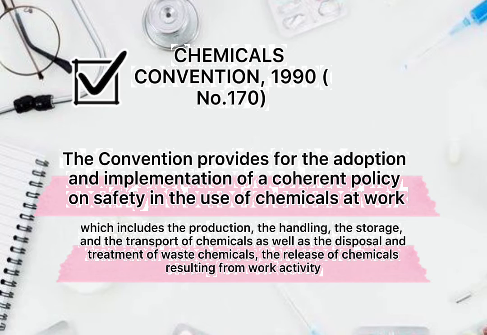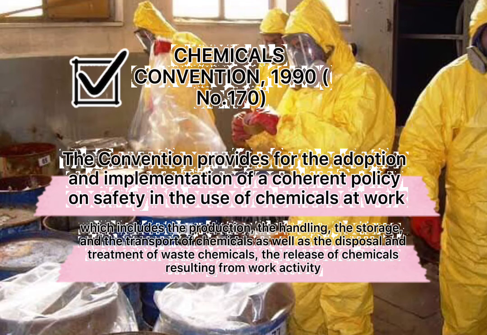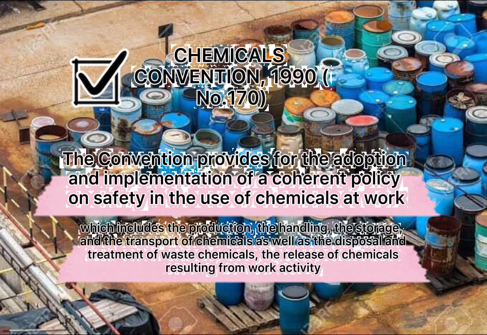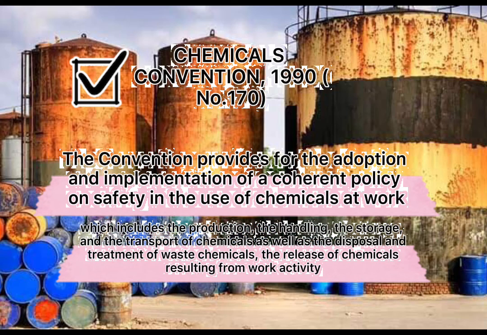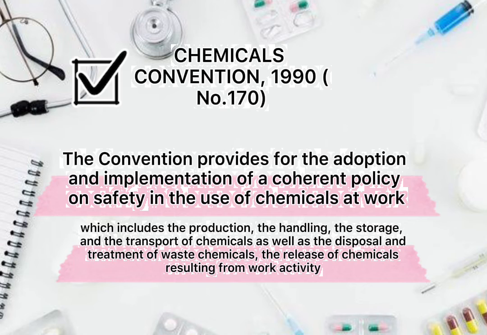The term using chemicals at work means any work activity which may expose a worker to a chemical. Employers shall formulate, implement, and periodically review a coherent policy. A competent authority shall have the power, if justified on safety and health grounds, to prohibit or restrict the use of a certain hazardous chemical or to require advance notification and authorization before such chemicals are used.